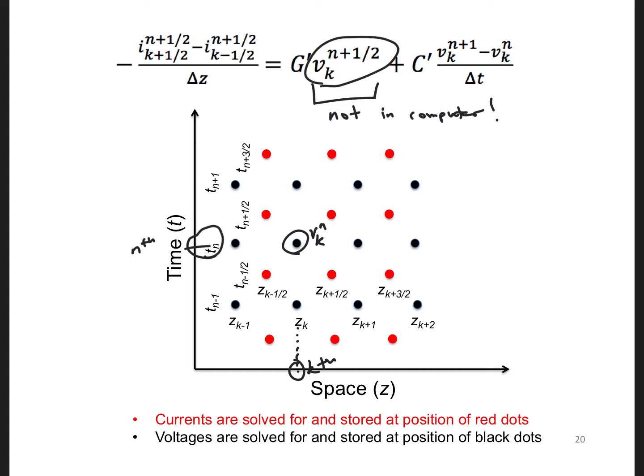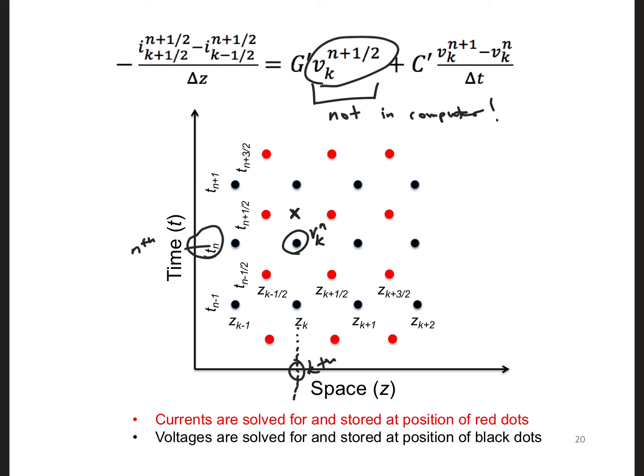So that would be at the same location in space, so lined up with this, but in time it's half a time step into the future. So that would be located here, and we can see that that is not included in our discrete number of voltages that we are storing. So what can we do about this?